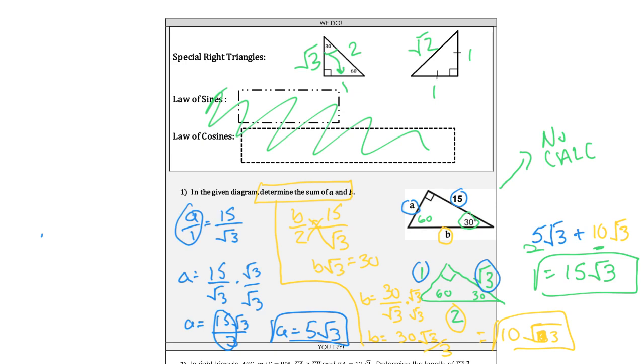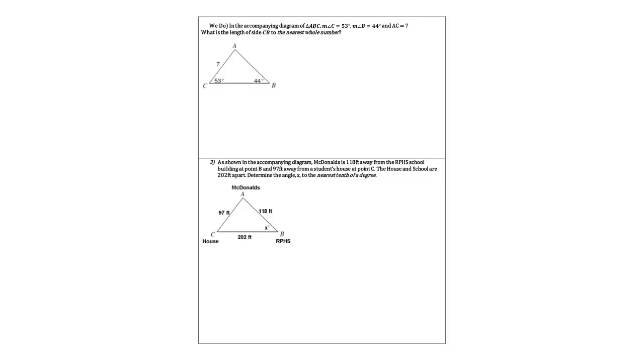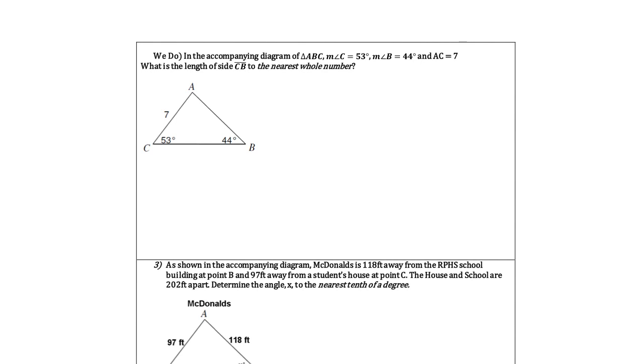All right, so I'm not going to make you do the bottom one. That's a 45, 45, 90, because you could just memorize that pattern. But I am going to ask you to go one more question with me, and then you're going to be on the homework. All right, last 2 questions. So we're going to do the we do together.